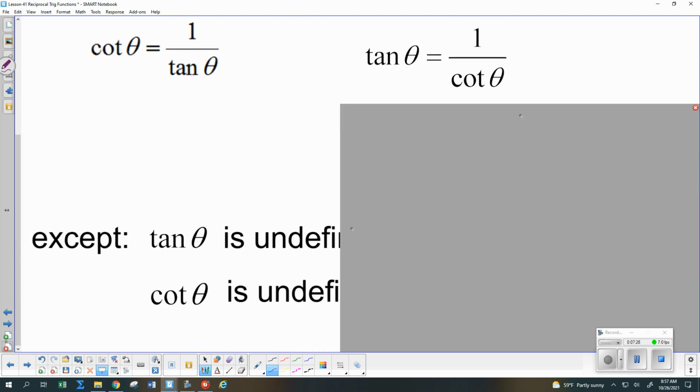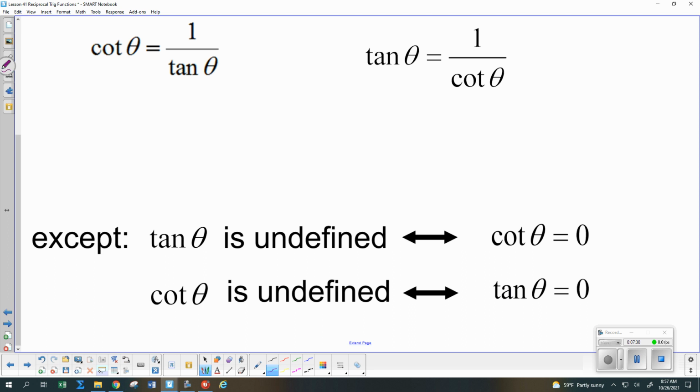And then what I was just saying, if tangent is undefined, so cotangent is 1 over undefined, it's going to be 0. If tangent is 0, cotangent is undefined. And those go both ways.